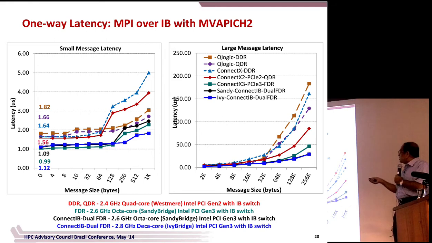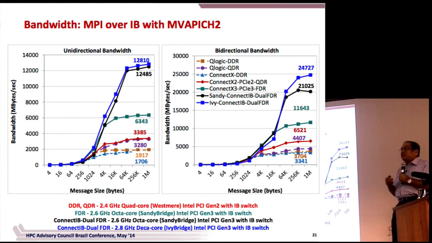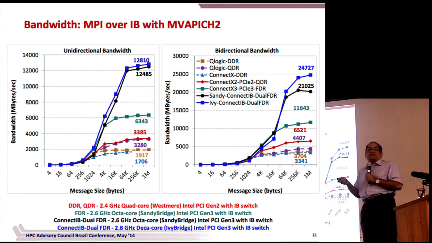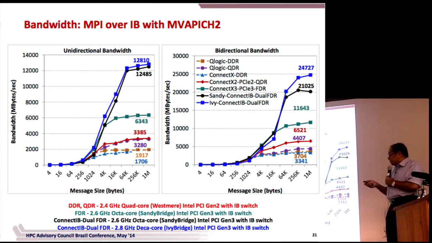If you take the very latest combination of Ivy Bridge processors and Connect-IB dual FDR, you will see the best performance. Then these show bandwidth. Okay, the bandwidth is the rate at which we can pump data from a single node to the other node. As the message size increases, with these different adapters, the Ivy Bridge together with Connect-IB dual FDR gets almost 12.8 gigabytes per second. Sorry, gigabytes per second, and if you multiply by 8, it's effectively 100 gigabits per second. That's what we are getting with this commodity hardware.